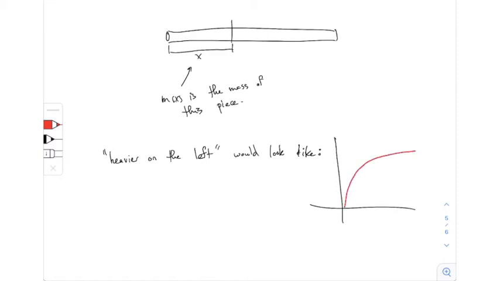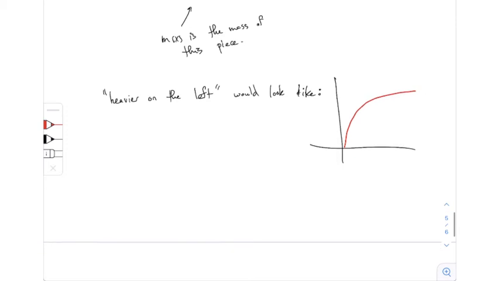That is to say, on the left side of the rod is where you see all the mass increase, and then after a while, there's not much increase at all past a certain point. This is what the graph would look like for a rod which is heavier on the left side, versus heavier on the right side, which would be like this. Not much going on until you get to the end, and then all the weight is on the right end. That's what it would look like if it was heavier on the right side.